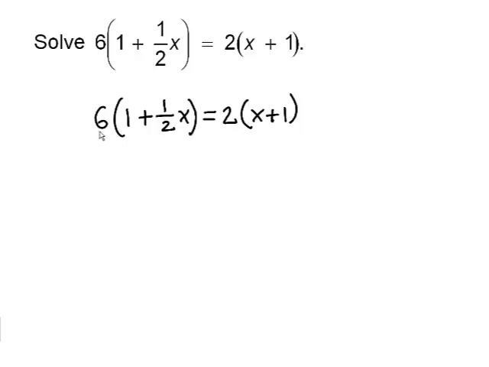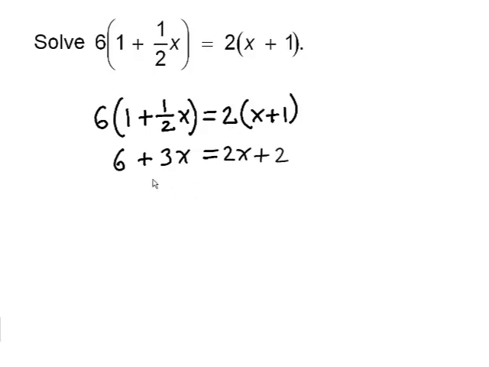Let's start on the left side and multiply 6 times this whole expression. 6 times 1 is equal to 6, plus 6 times 1/2 x. Well, 6 times 1/2 is equal to 3, so 6 times 1/2 x is 3x. Now the right side, use the distributive property to multiply 2 times this expression. 2 times x is 2x, plus 2 times 1 is 2.